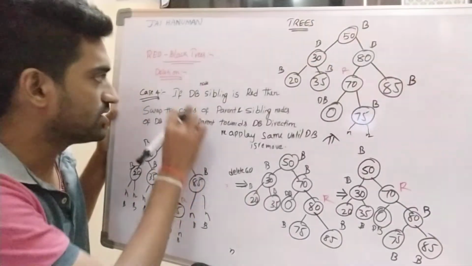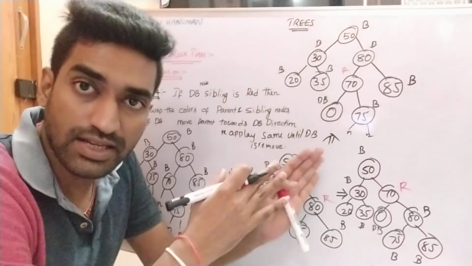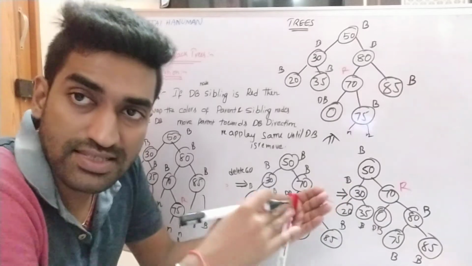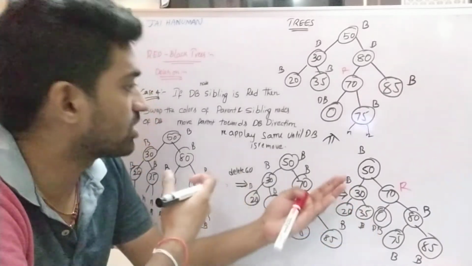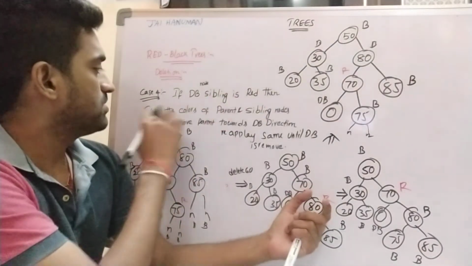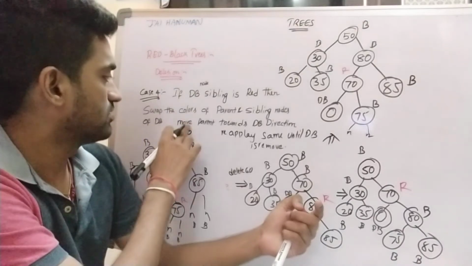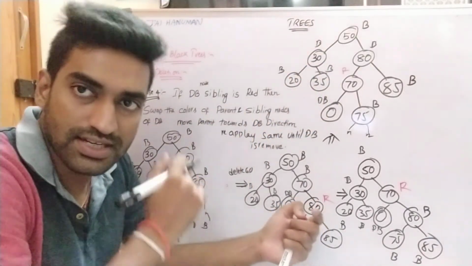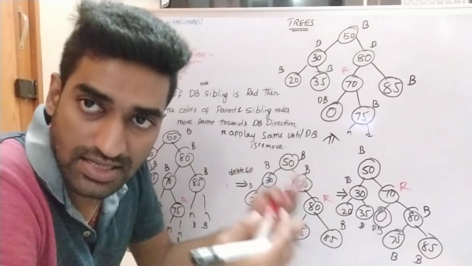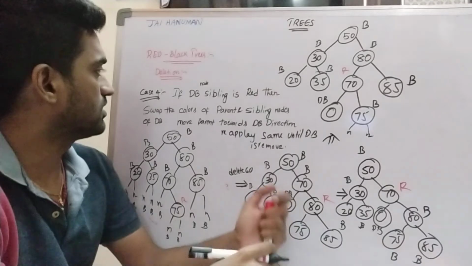So simply, if DB sibling is black, what we are doing was discussed in case 2 as well as case 3. If DB sibling is red, then what are we doing? Swap the colors of parent and sibling, then move parent towards DB direction. So reapply all the previous cases until DB is removed, right? Now this is about the fourth case.